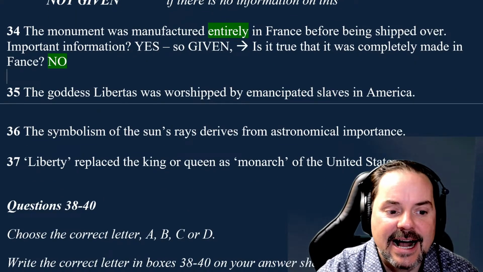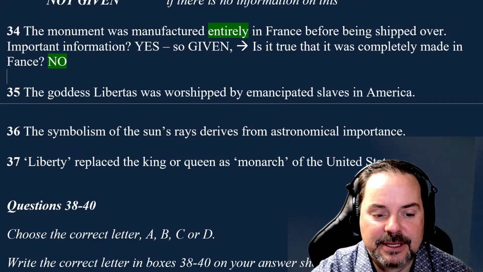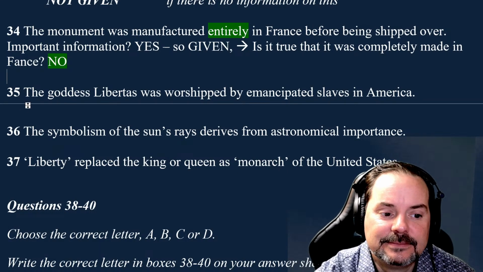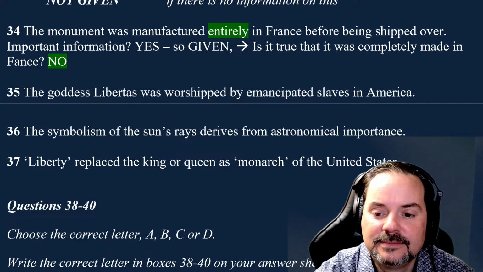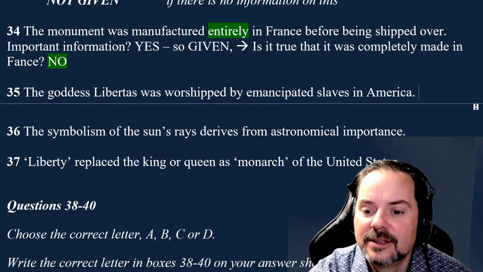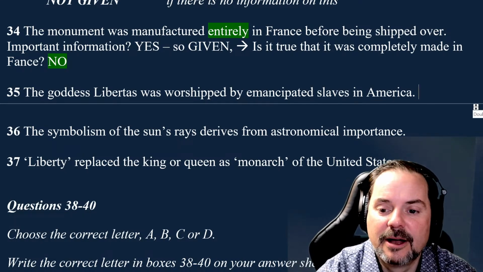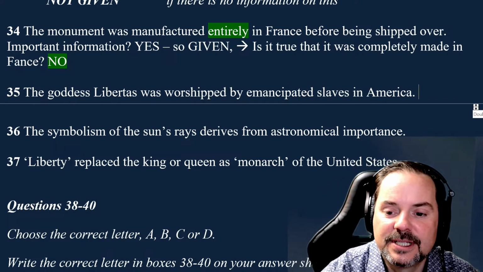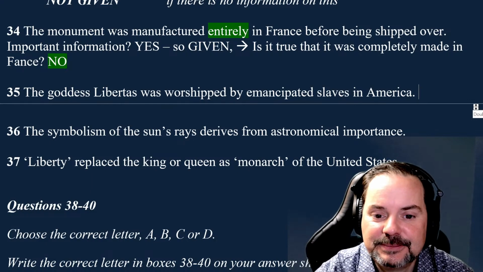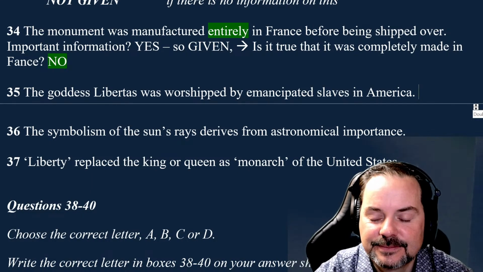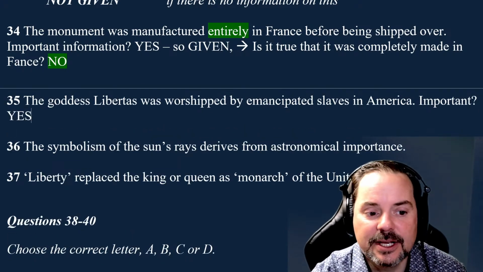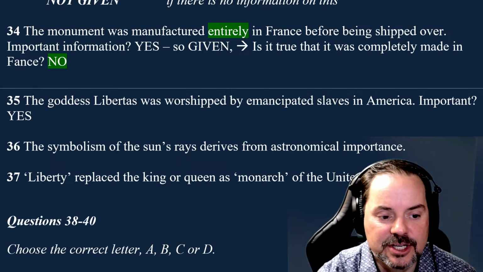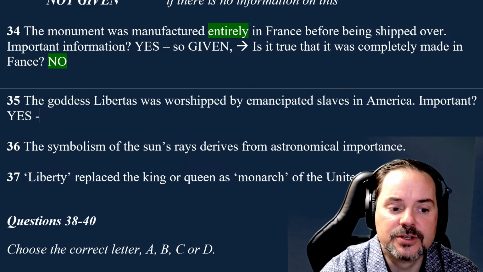Number 35. Go ahead and read that one for me. The goddess Libertas was worshipped by emancipated slaves in America. Okay. Libertas, the Statue of Liberty. Is it important to know who worshipped it, where they worshipped it? I think it is important to know that. Yeah, it is. I agree. It's the symbol, right? It's the Statue of Liberty itself, so it's important. So it's yes. So it has to be given.